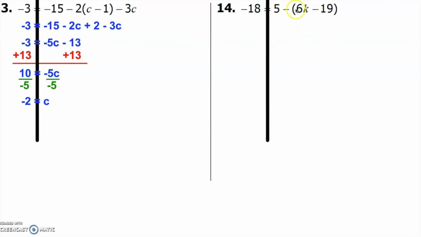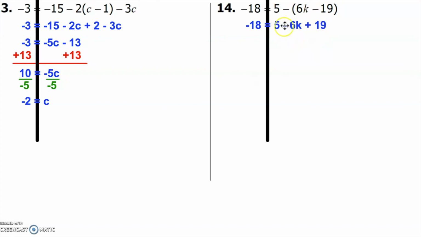Here, I have a set of parentheses, but it looks like there's not a number there. There really is. It's really a 1, but it's really a negative 1. So we're going to be distributing a negative 1 to that set of parentheses. Bring down the negative 18 and the 5. Negative times 6k becomes negative 6k. Negative times a negative here becomes a positive.